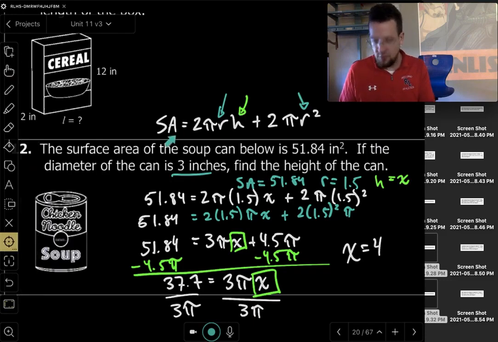So what do we have to do here? We need to write down our formula. This is required. You need to declare your variables. This is what you need to do. And then you need to substitute in surface area, radius, height, we don't know, x.